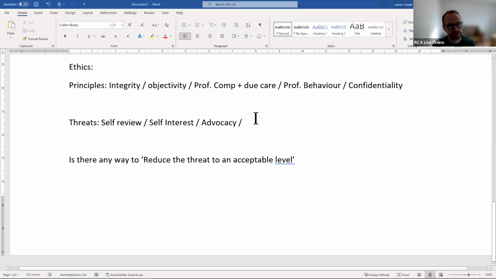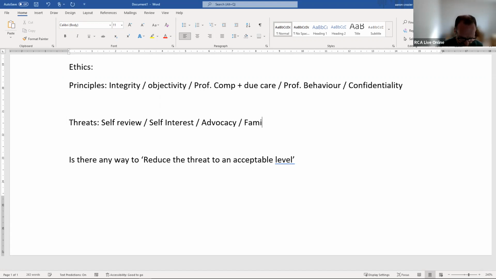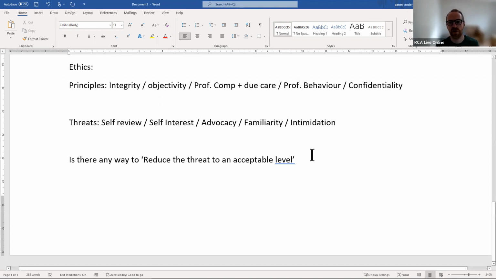Other ones: familiarity and intimidation. Familiarity threats can arise by having a personal relationship with someone. So you're the auditor and they're working in a firm and you know them, or you're related to them, or you've built up a long relationship.